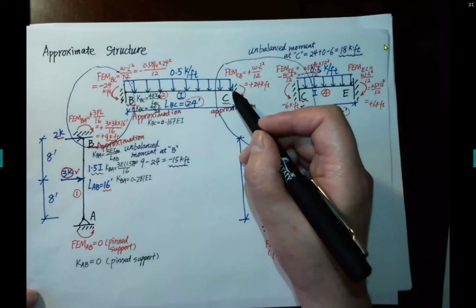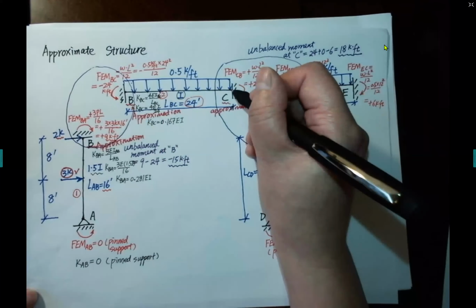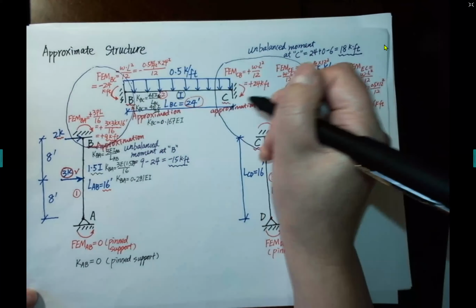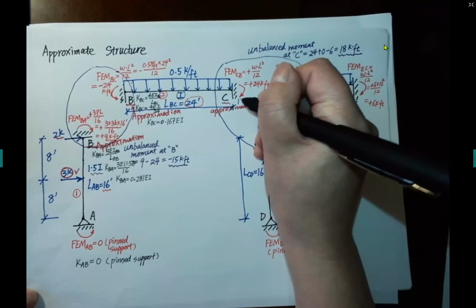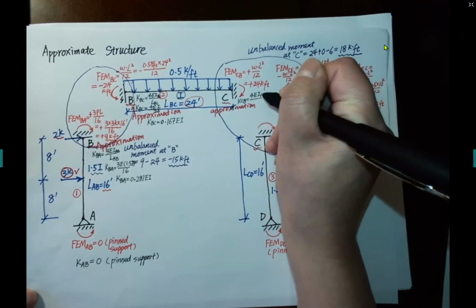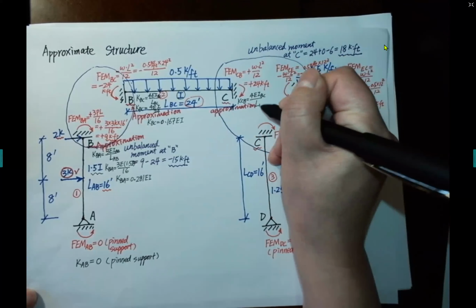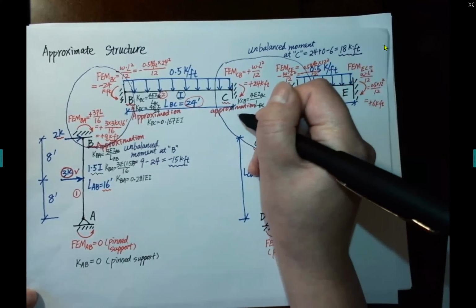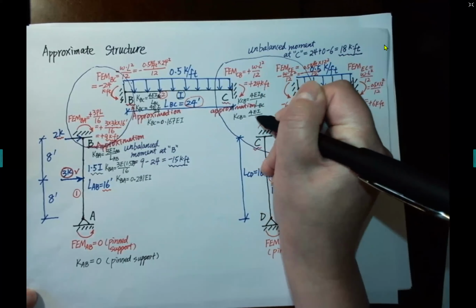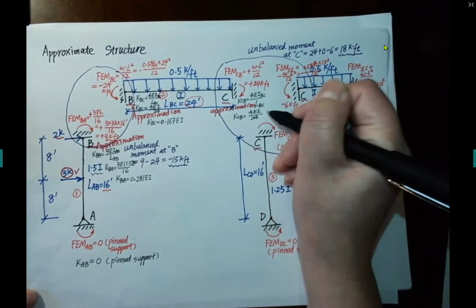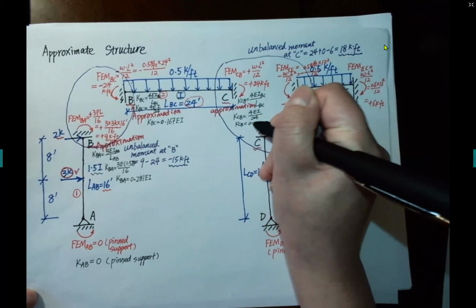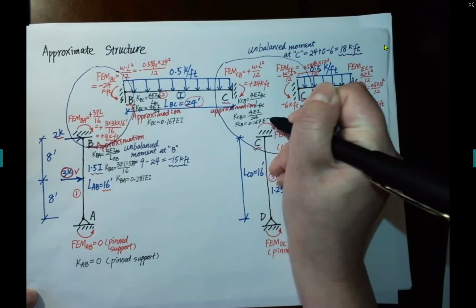And go to the C end. The C end is also a fixed connection and the other side is fixed. Then we use KCB equals 4EI over L, where L is LBC. So KCB equals 4EI over 24, which equals 0.167EI.